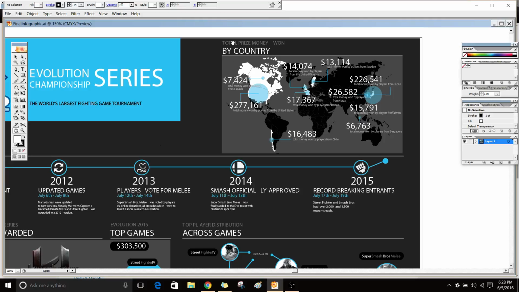Most of the titles are all caps, so that's what I've done here. Total prize money won by country, it's all in caps. And also the way that they do the color is they have one color and then another color, and then also the size. The top is usually smaller, and then the bottom is usually a bit larger.